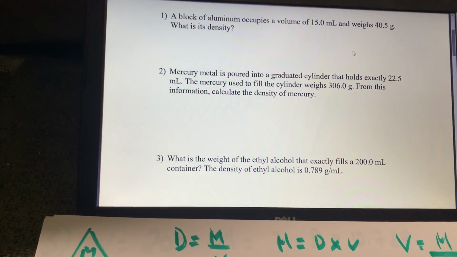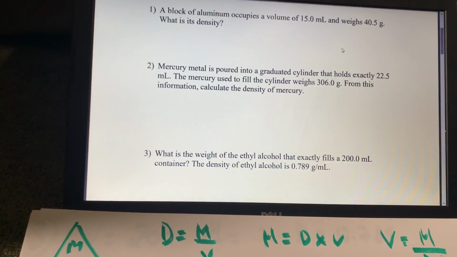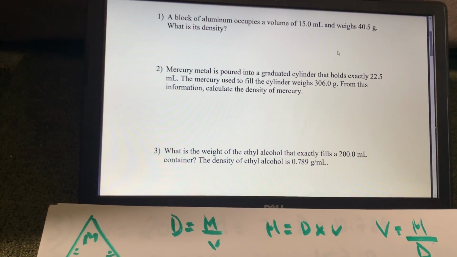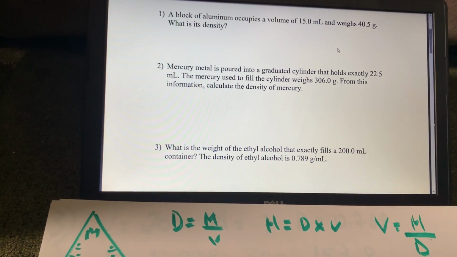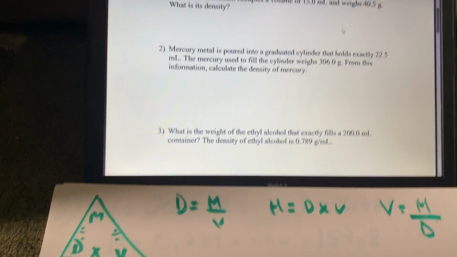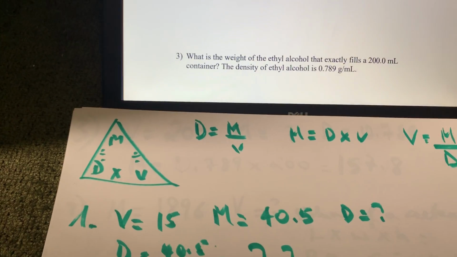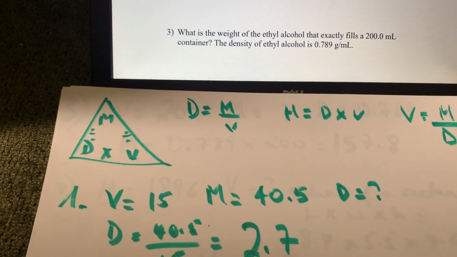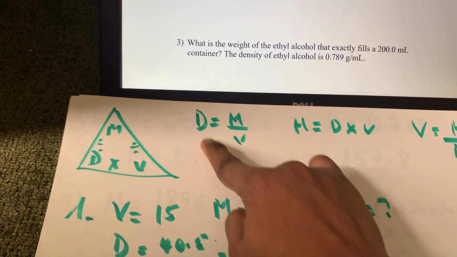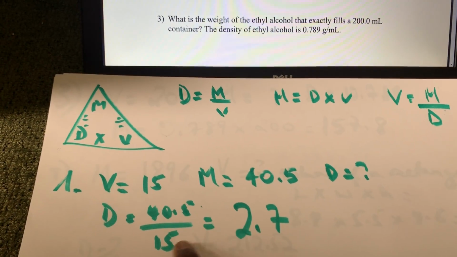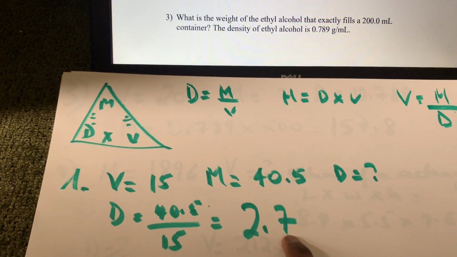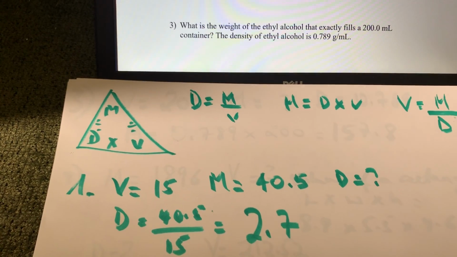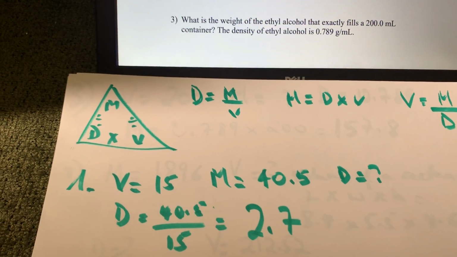The first question says a block of aluminium occupies a volume of 15.0 milliliter and weighs 40.5. What is the density? The volume is 15 milliliter. The mass is 40.5. Then the density is going to be mass over volume. Using this formula, 40.5 divided by 15 is 2.7. That's the density. So simple, mass over volume. Now let's solve number 2.